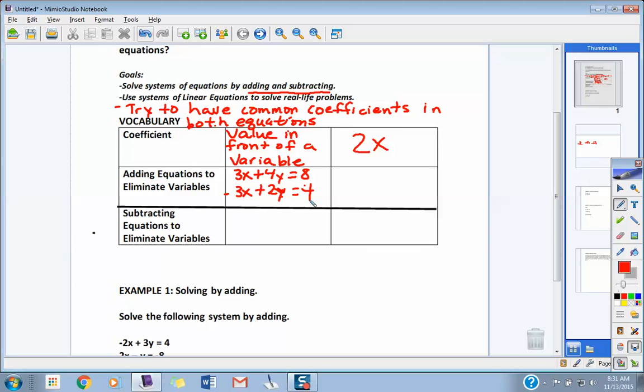Here's what's happening. Are the signs in that first example the same or different for the coefficient on the x? There's actually one is positive and one is what? One's negative, okay? If you ever have to add equations to eliminate variables right here, you want common coefficients right here where the signs are different. So here's what I'm getting at.